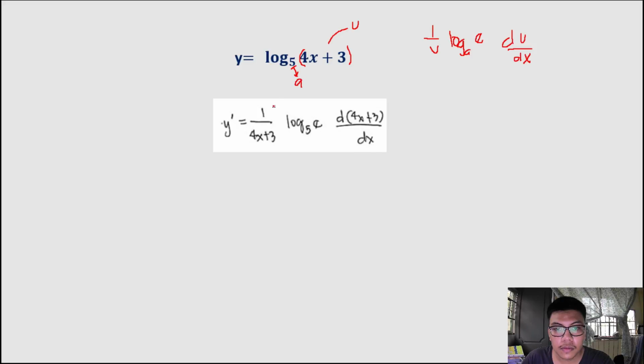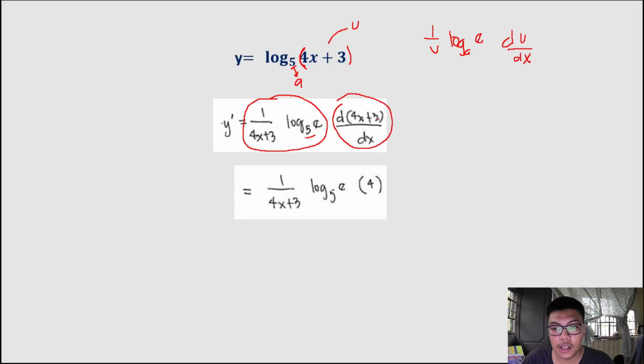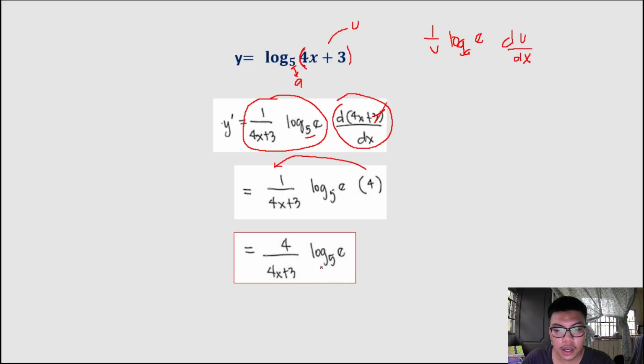So now, 1 over u daw. So we have 1 over 4x plus 3 times log e base 5, same lang ng base ha, pinopya ko lang base, then derivative ng ating 4x plus 3 which is yung ating u. So we have now, syempre itong part na to, i-rewrite lang natin, then itong part na to, kunin natin derivative. So we have derivative ng 4x plus 3, yung 3 natin constant, so cancel na yan. Derivative ng 4x ay 4. So simplifying, we have 4 all over 4x plus 3 times log e base 5. Okay? So now, another example.